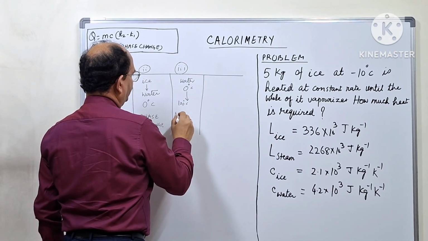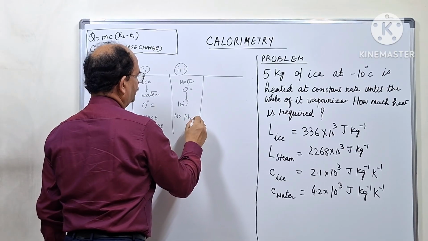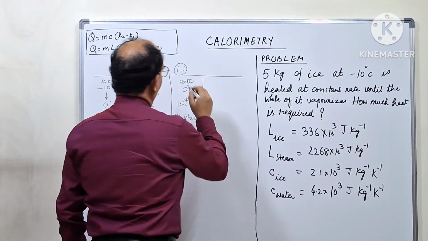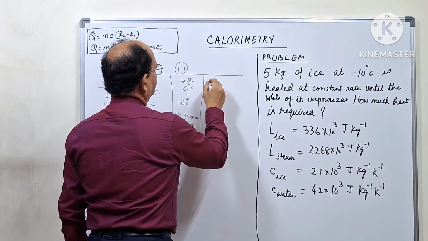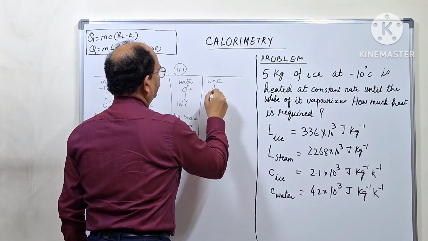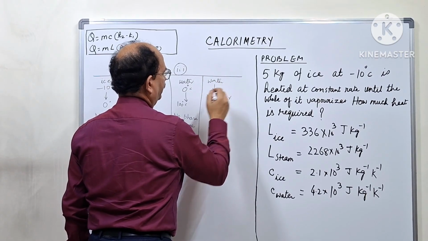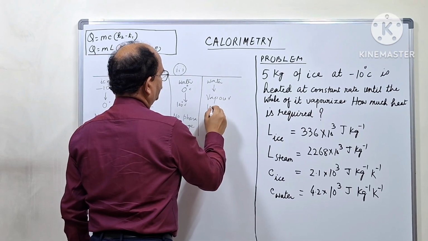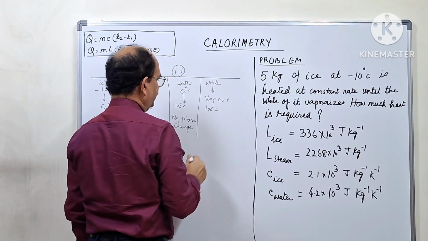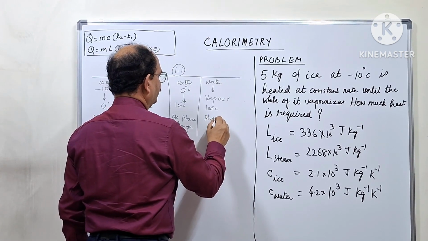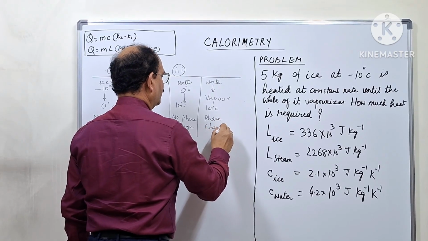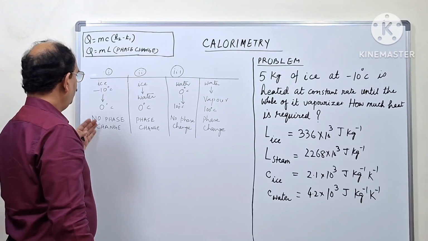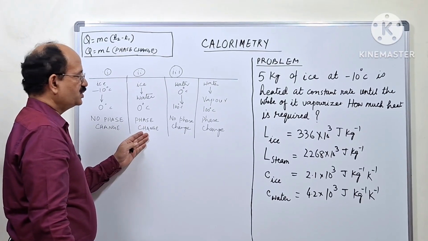This is a case of, again, no phase change involved. Okay. Now water reaches 100 degrees Celsius and it is getting converted into vapor. Now here again the temperature is fixed at 100 degrees Celsius. There is no change in the temperature. This is a case of phase change. Okay.